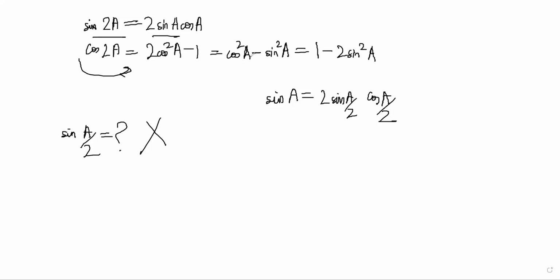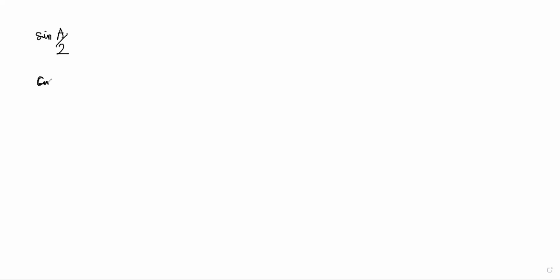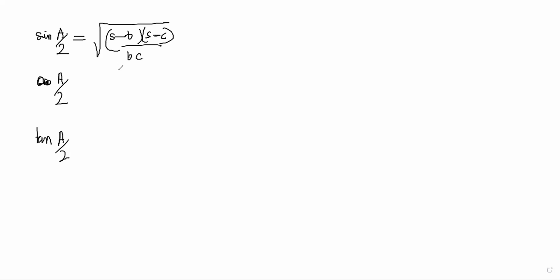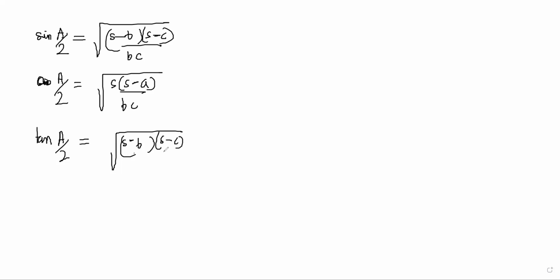Next, we go to 12th chapter. The 12th chapter starts off with sine rule, cosine rule. Those are obvious. Then it goes on to half angle formulas for a triangle in terms of the semi-perimeter and stuff. Those are important. These three are important. So this is equal to s minus b, s minus c by bc. This is equal to s minus a by bc. And this is equal to s minus b, s minus c by s minus a.